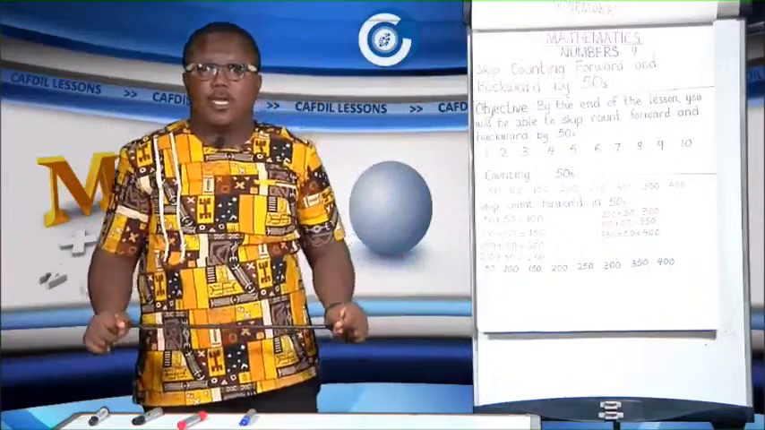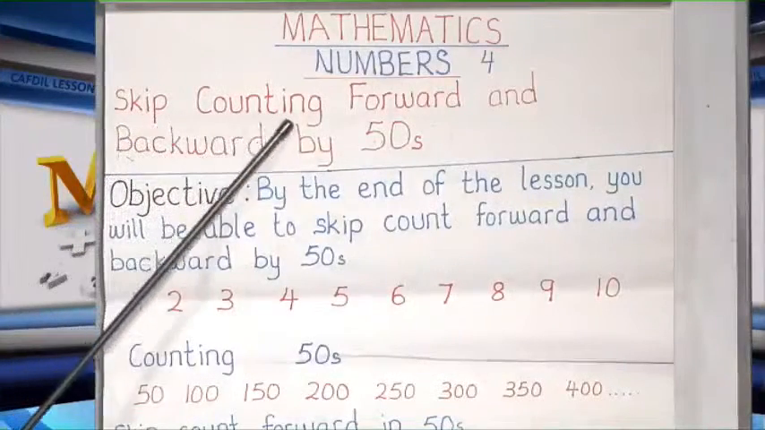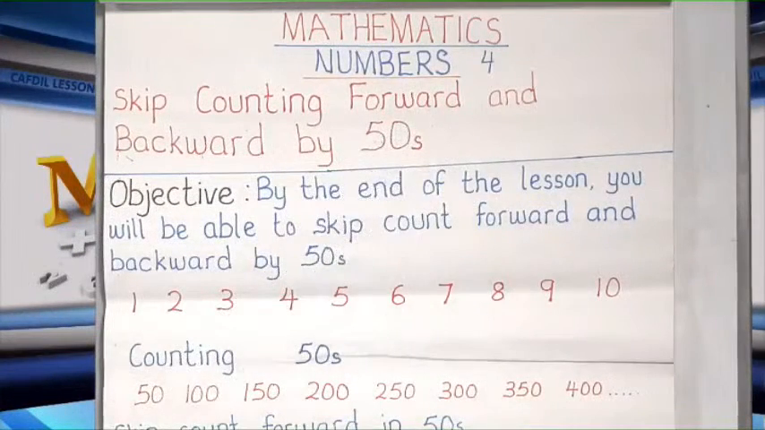Good. Now, I said we are looking at numbers part 4. And under that, we want to look at skip counting forward and backward by 50s. Skip counts forward and backward by 50s.